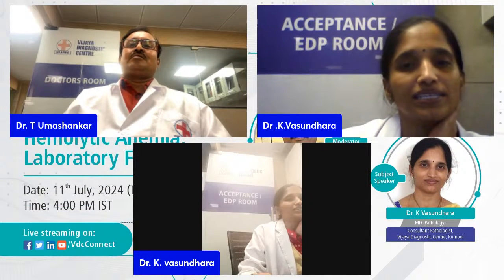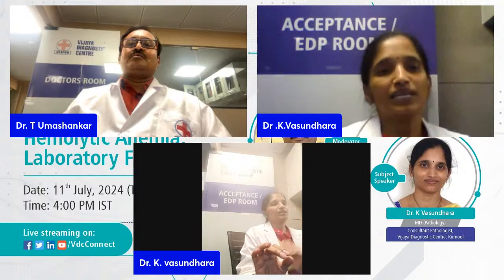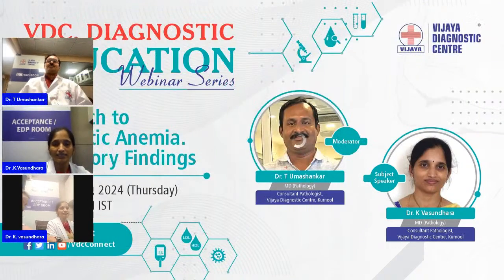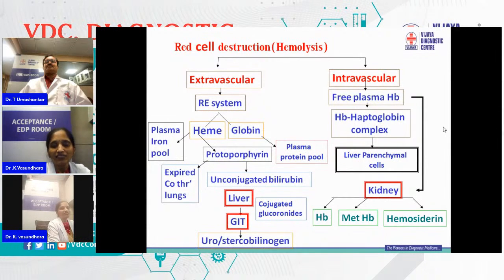Laboratory approach for a hemolytic anemia. So hemolytic anemia is mainly because of premature destruction of RBCs, and there is a compensatory increase in the erythropoiesis in the marrow. The hemolysis is broadly classified into extravascular hemolysis and intravascular hemolysis. Extravascular hemolysis occurs in the reticuloendothelial system, whereas intravascular hemolysis occurs in the vascular compartment.